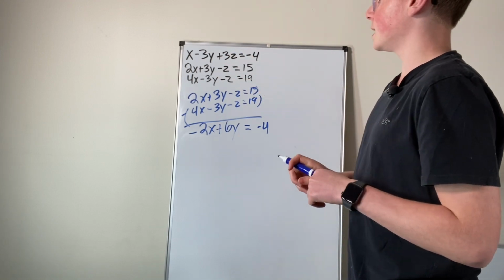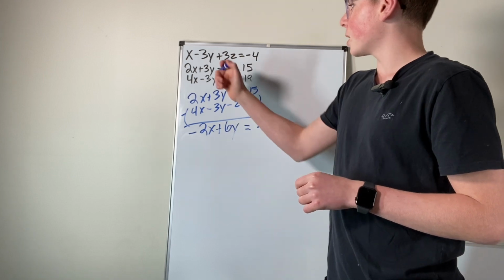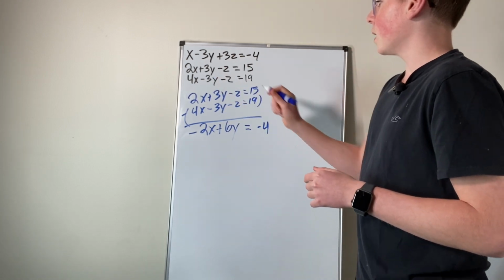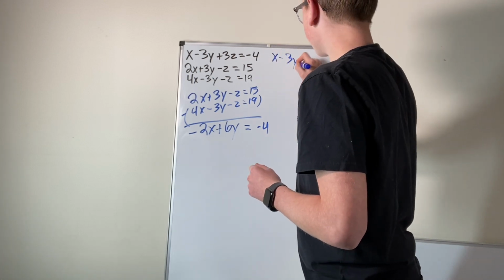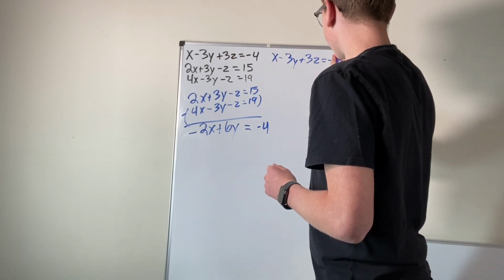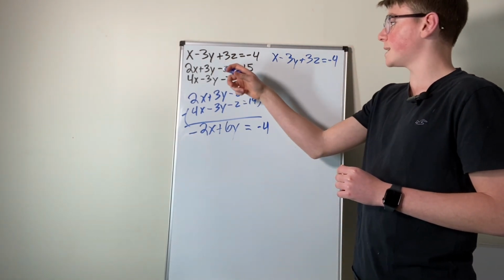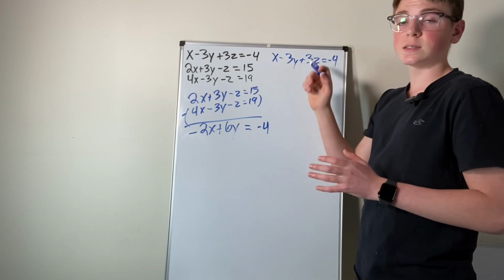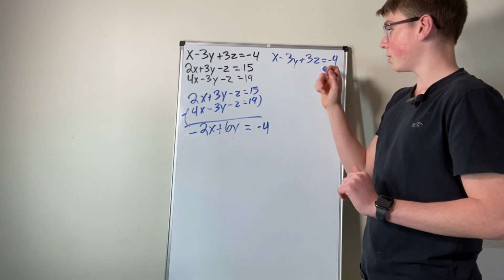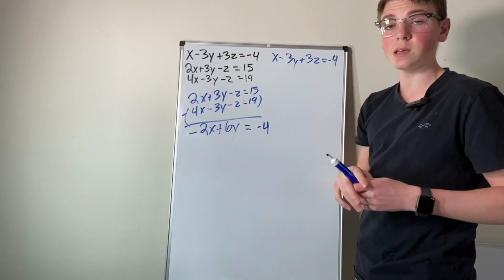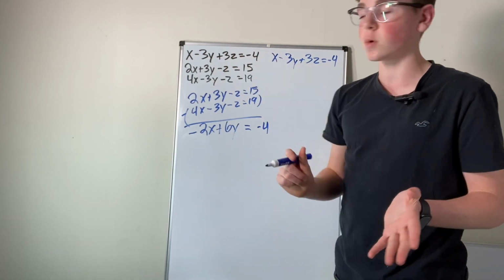Well, I see this 3z up here. We have to use it. And one of these other equations, I'm just going to pick this middle equation just because. And I'm going to get rid of the z. So x minus 3y plus 3z equals negative 4. Now, I have to find out how to get this equation to have the same coefficient. It doesn't have to be the same sign, just the same coefficient as x minus 3y plus 3z equals negative 4. So I have to multiply this whole equation by 3 to get the same coefficient.